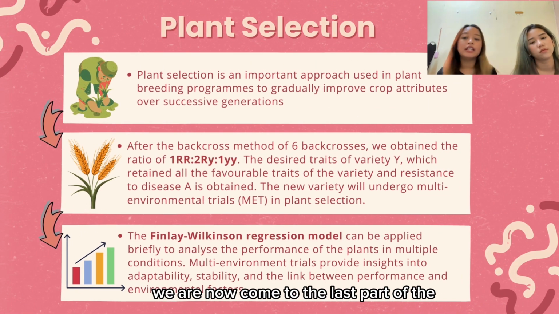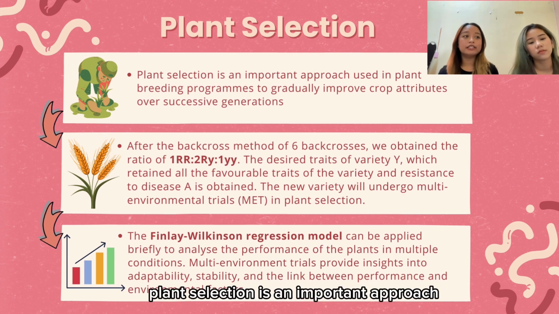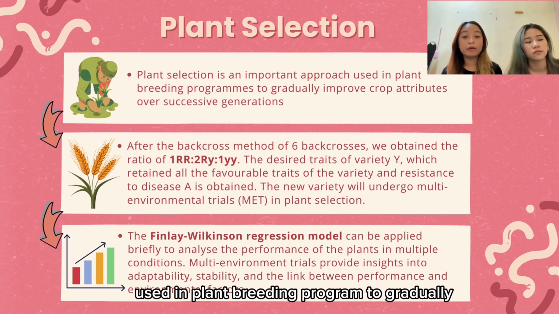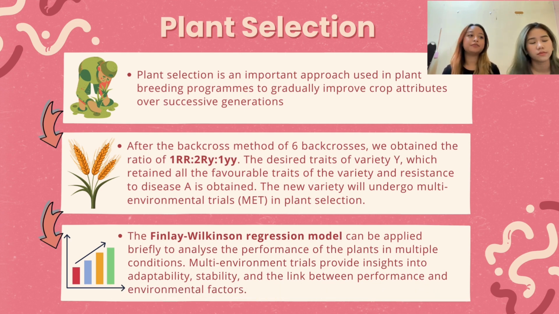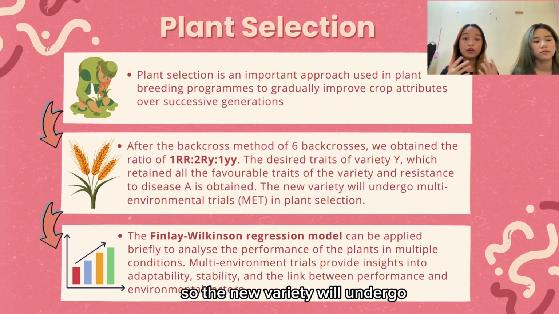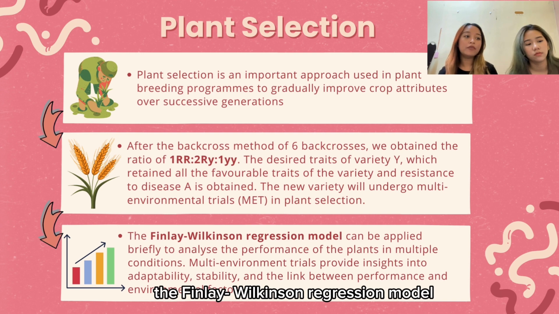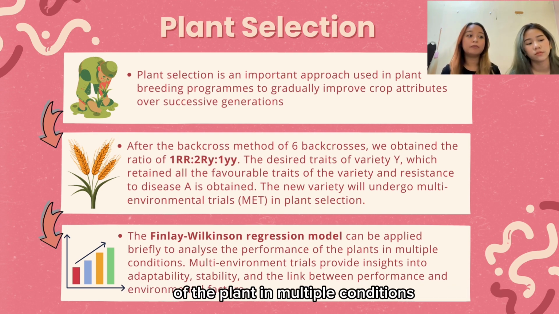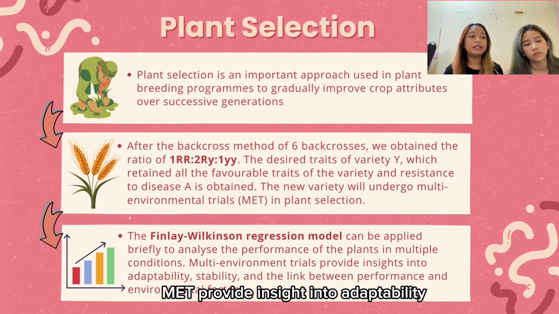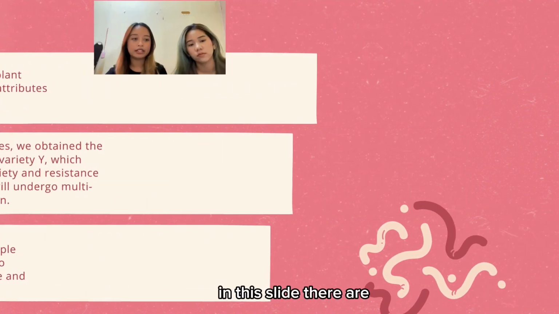We now come to the last part of the breeding strategy, which is plant selection. Plant selection is an important approach used in plant breeding programs to gradually improve crop attributes over successive generations. So the new variety will undergo multi-environmental trial, MET, in plant selection. The Finlay-Wilkinson regression model can be applied to analyze the performance of the plant in multiple conditions. MET provides insight into adaptability, stability, and the link between performance and environmental factors.